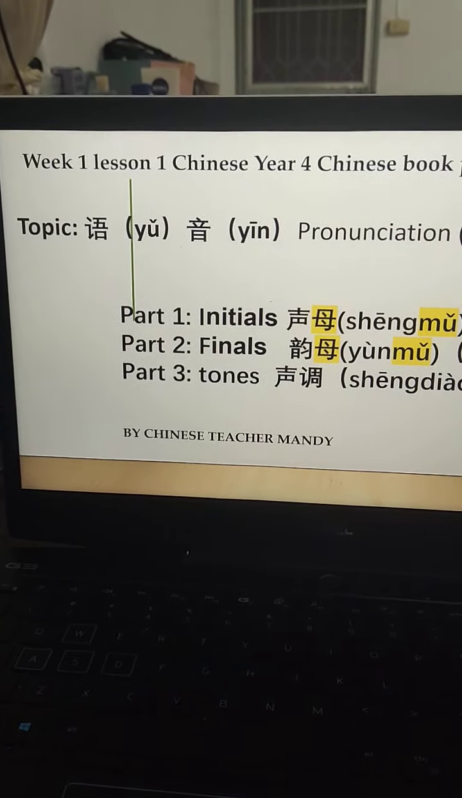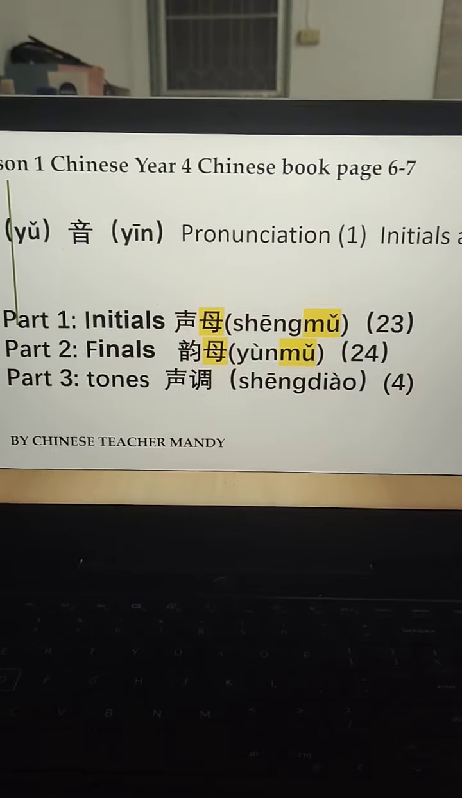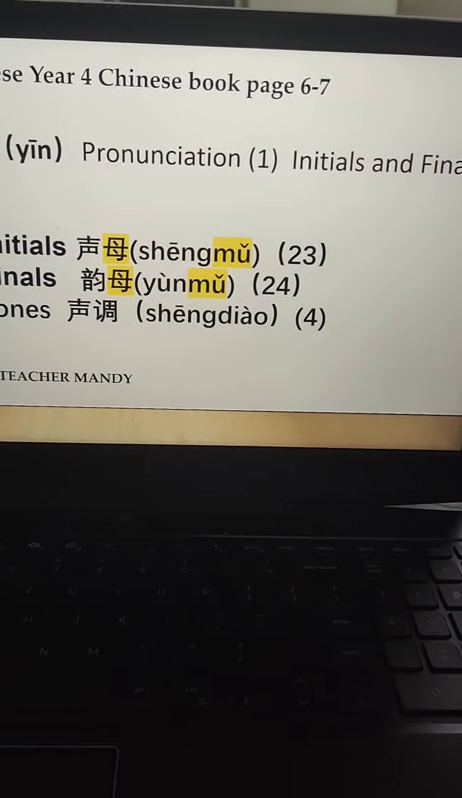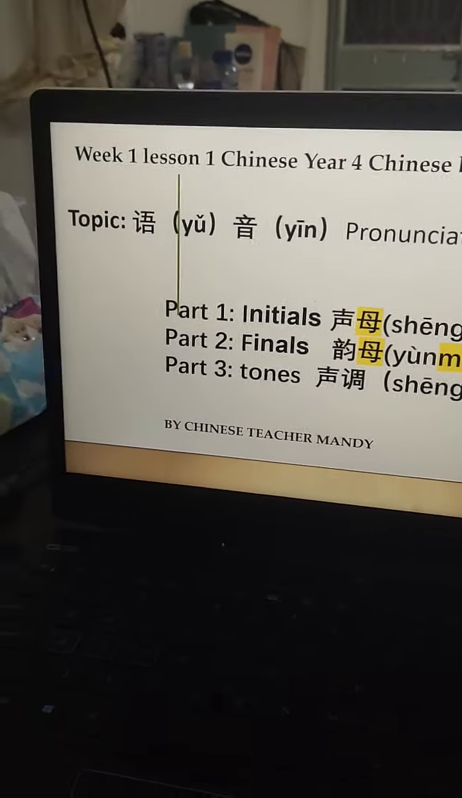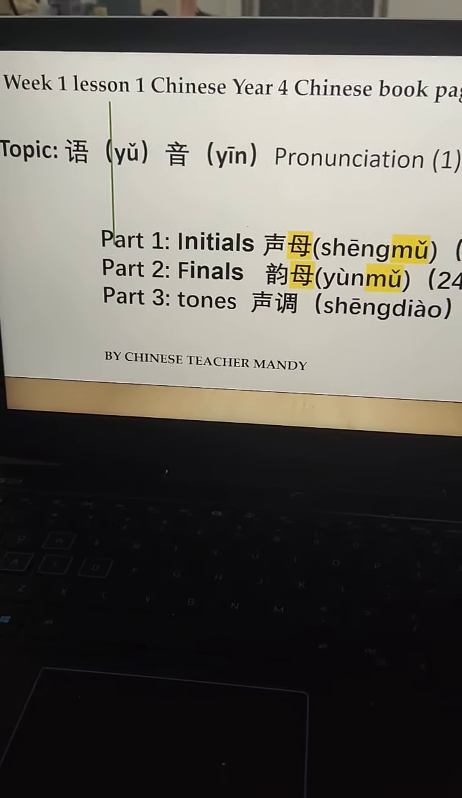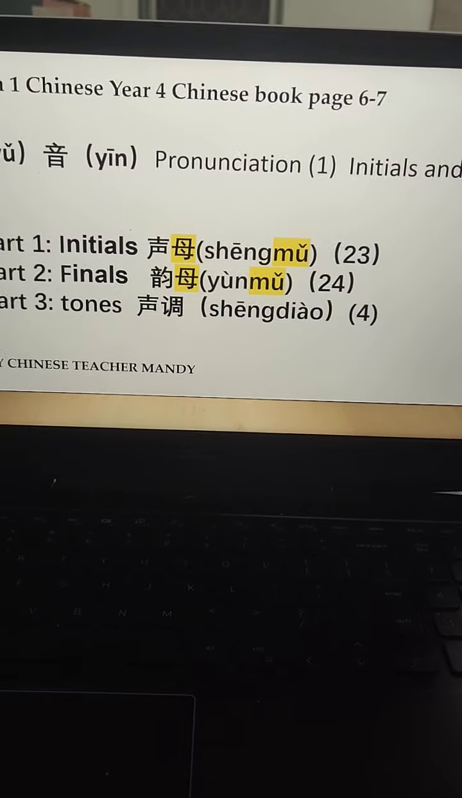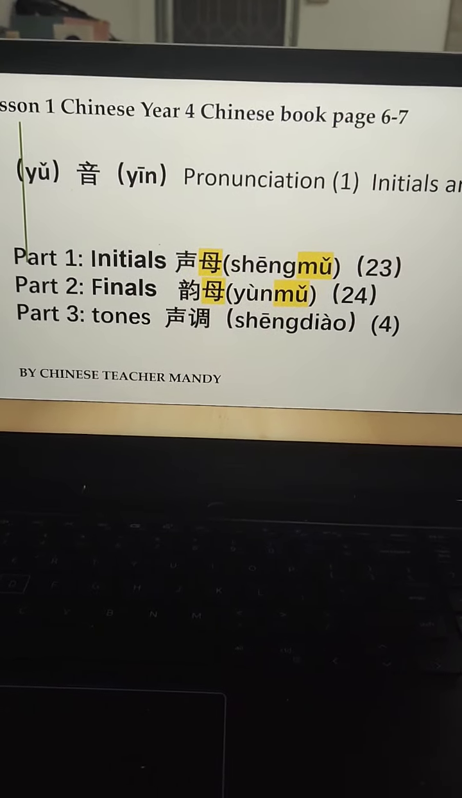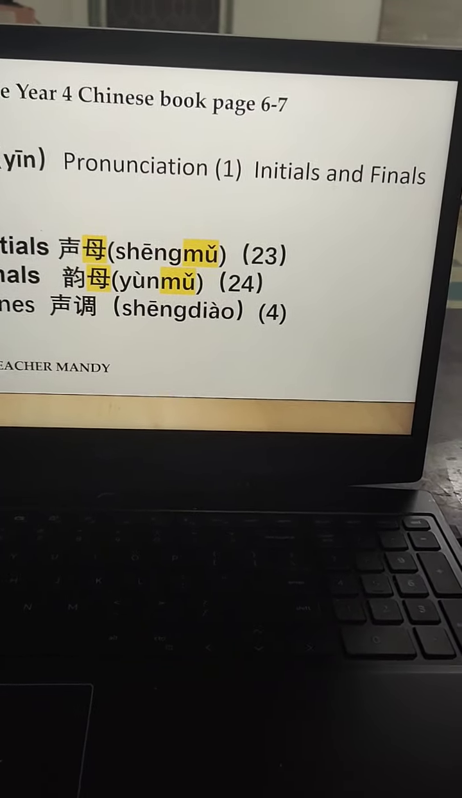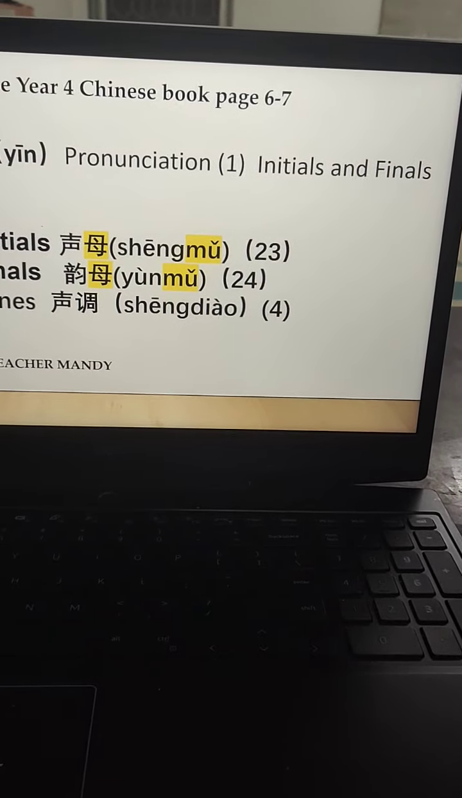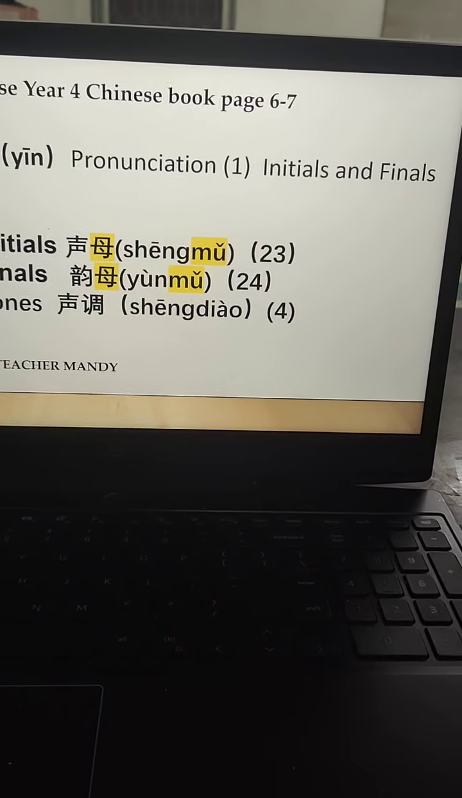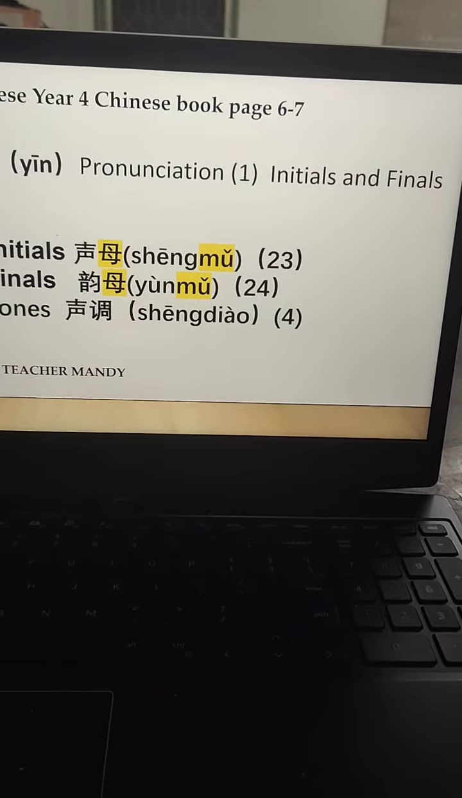Today is week 1. We'll learn lesson 1, in Chinese book page 6 to 7. And the topic of this class is 语音, that means pronunciation. Today we will learn pronunciation 1, which includes parts of the initials and the finals. Not all of them, but we will look at parts of it.